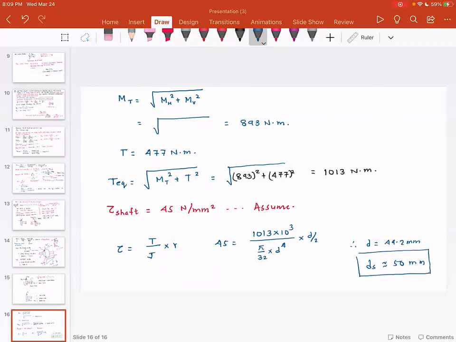So this is how you will solve the problem. Okay, any questions on the bevel gear?